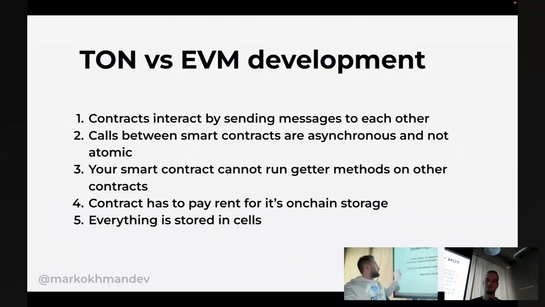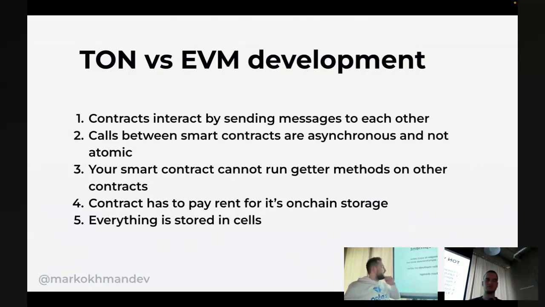Your smart contract cannot run getter methods on another contract. I already told that before. A contract has to pay rent for its on-chain storage. This is also an important part, because when money comes with the internal messages, you have to do balance management. If you don't take enough commission for actually paying the rent, your contract will end up on the archive nodes, so it will not be active anymore.